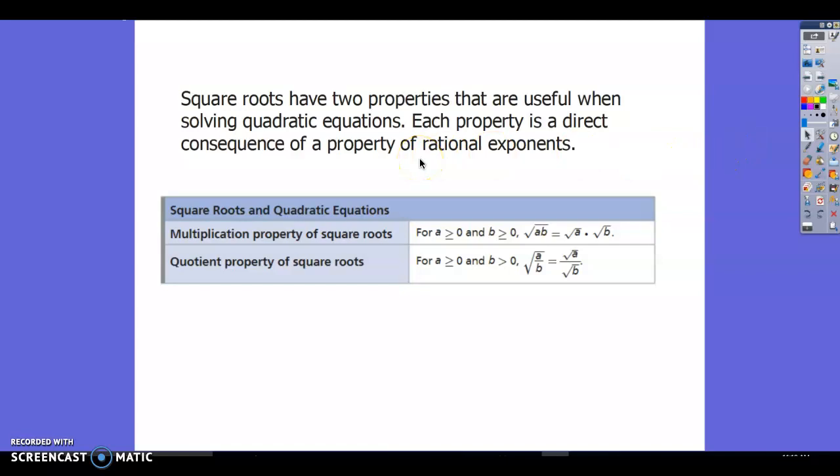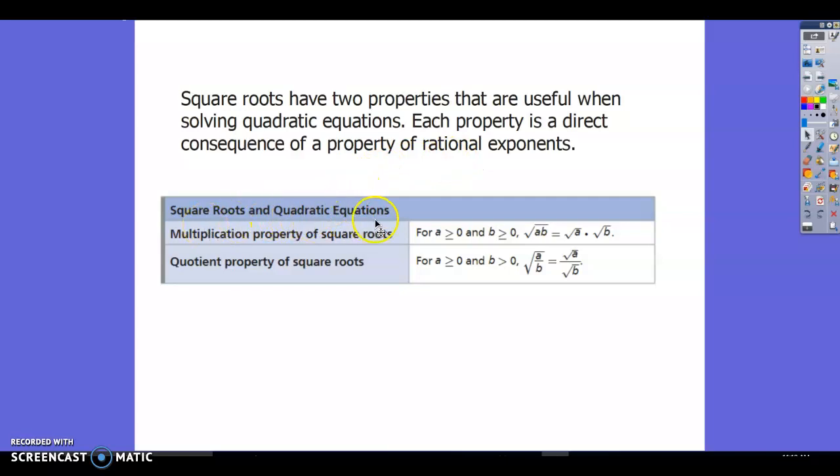All right, square roots have two properties that are useful when solving quadratic equations. Each property is a direct consequence of a property of rational exponents. Rational exponents and radicals kind of go together because a square root, remember, equals something to the 1/2 power. So let's look and see what this says.